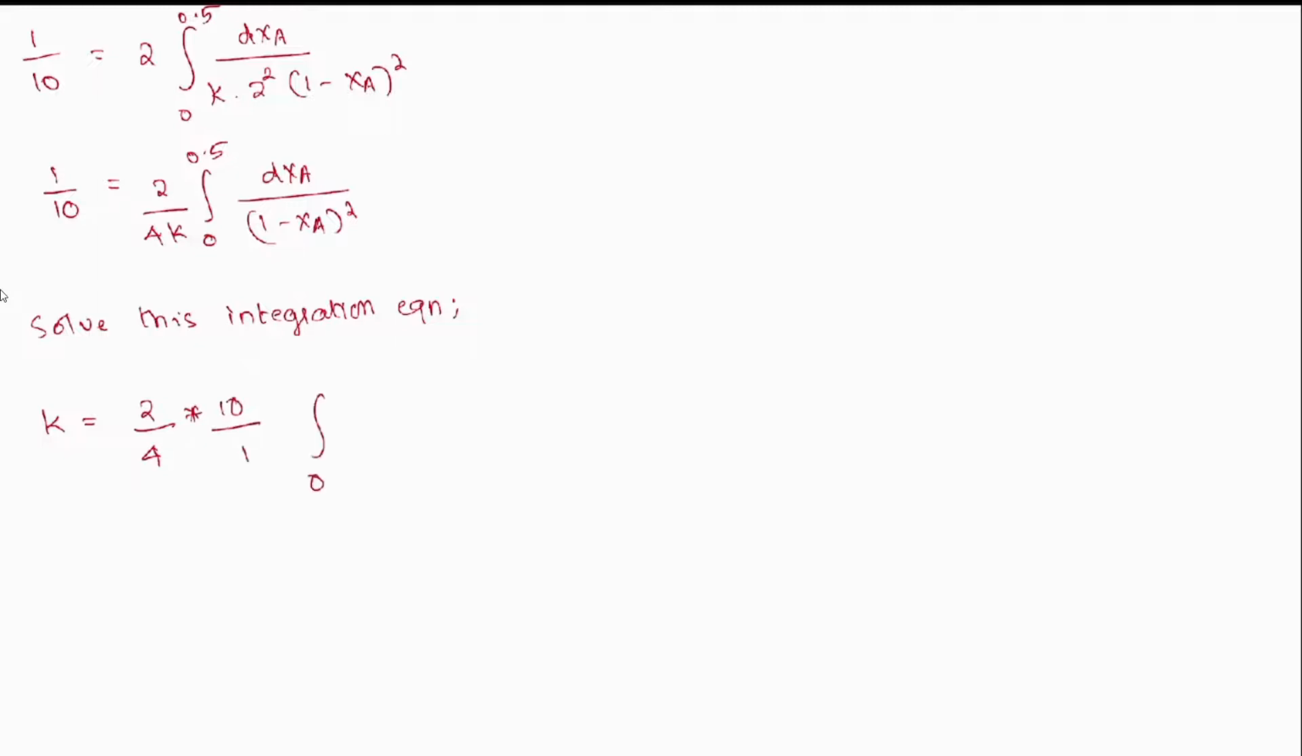Now while solving this integration, we can even rearrange this by taking the K from RHS to LHS. So the equation will become K is equal to 2 by 4 into 10 by 1 integral of 0 to 0.5 dxa by 1 minus Xa the whole square. So integral of 1 by x raised to n, or basically integral of x raised to minus n, is what we'll be doing here.